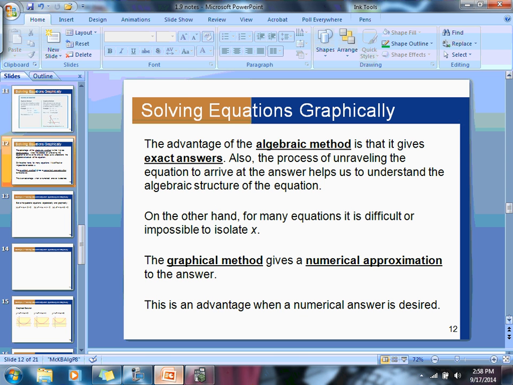Now again, remember, when we're solving a problem algebraically, we get an exact answer. When we're solving a problem on our graphing calculators, we have to remember that sometimes they can be very accurate and very precise and very exact, and other times they're more of an estimation.